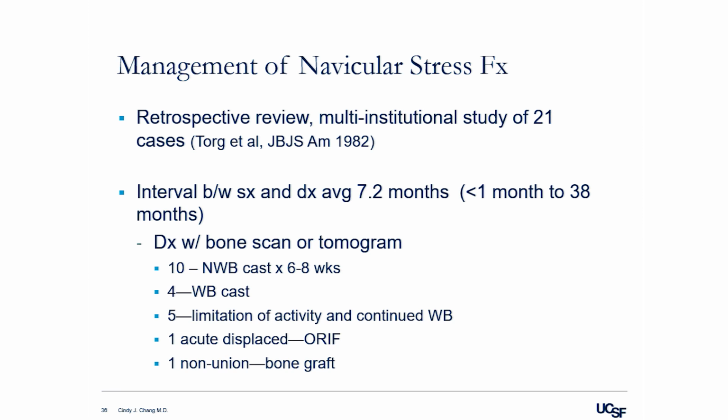So this is how he managed them. Non-weight bearing cast for 6 to 8 weeks, 4 of them in a weight bearing cast, 5 limitation of activity and continued weight bearing. 1 was displaced, it was surgery. And again, this is a multi-institutional study, retrospective review. He didn't manage all these, but this is a whole bunch of people.